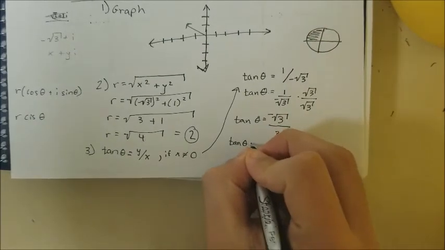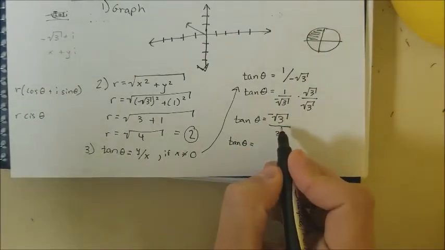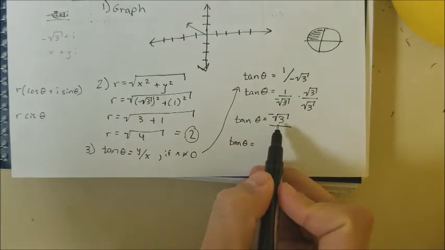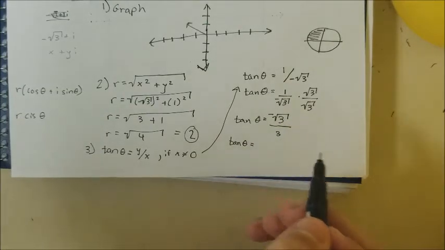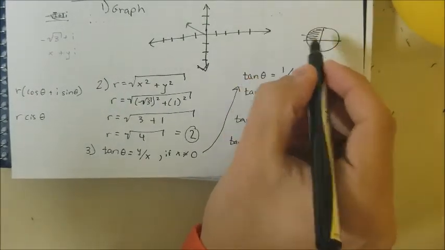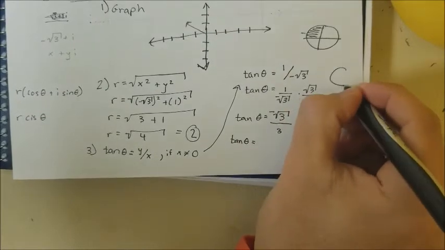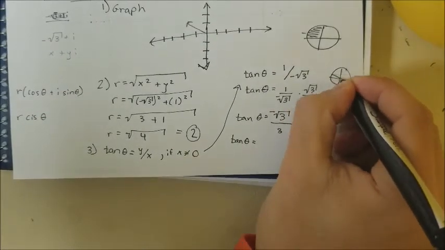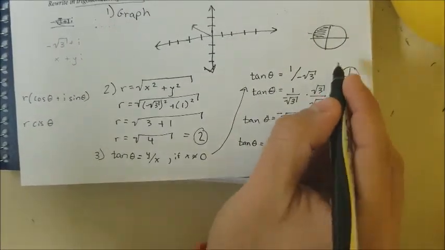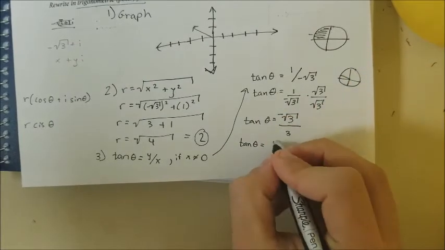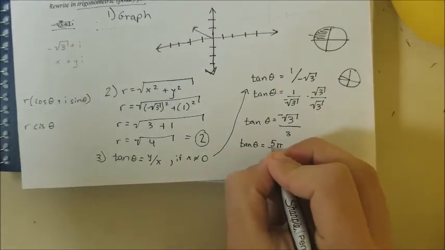So where in quadrant 2 are we going to have a tangent of negative square root of 3 over 3? That's going to be where 5 pi over 6 is, if you memorize the unit circle. Or you could do sine over cosine. 5 pi over 6 would have a tangent of negative square root of 3 over 3.